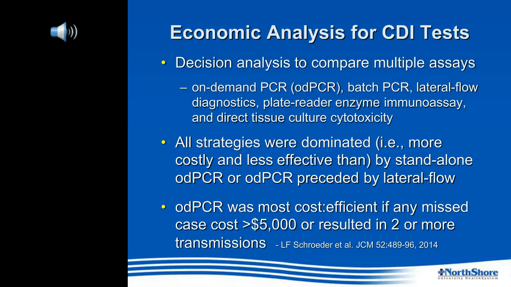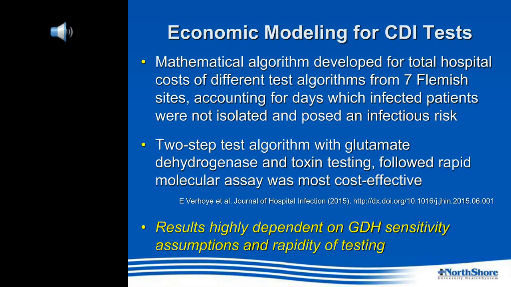So the question being asked here is, if you do a slower test other than a real-time PCR assay, does that mean you're going to have more spread in your hospital and more disease, and eventually more cost to your healthcare system by missing these tests? And this particular paper seemed to say yes.